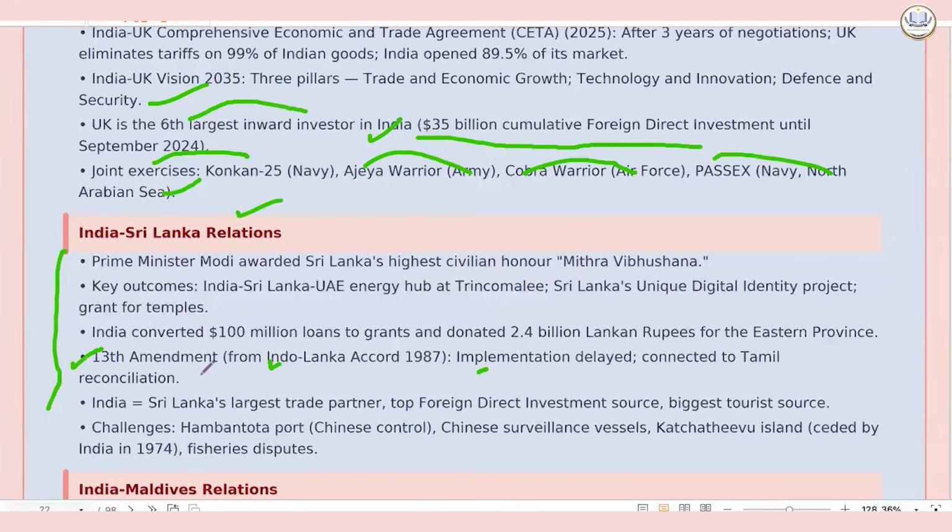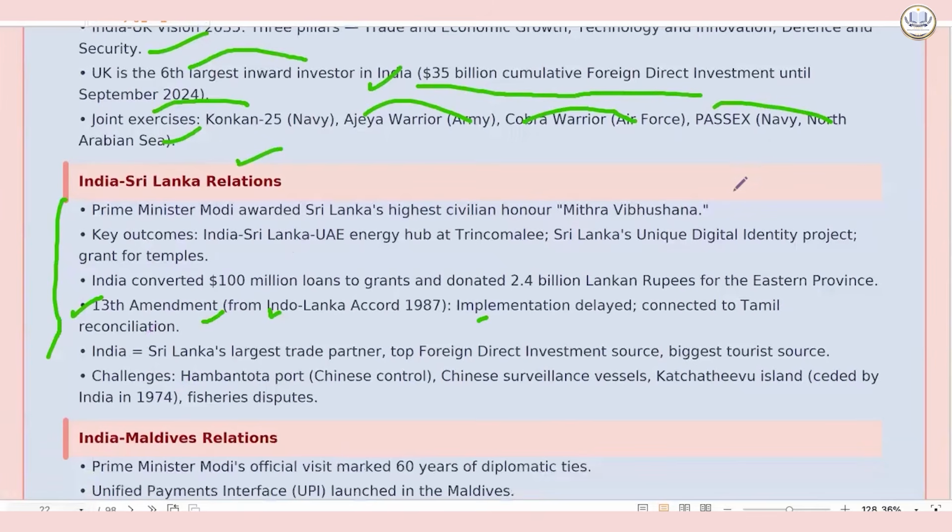Implementation delayed, connected to Tamil reconciliation. You must have heard about LTTE and all of these things, and the Rajiv-Jayawardene Accord. India, Sri Lanka, largest state partner. India is Sri Lanka's largest state partner, top foreign direct investment source, biggest tourist source.